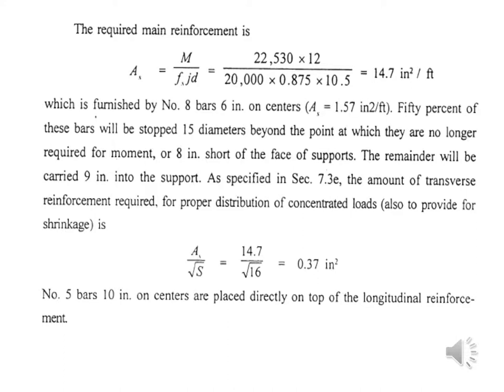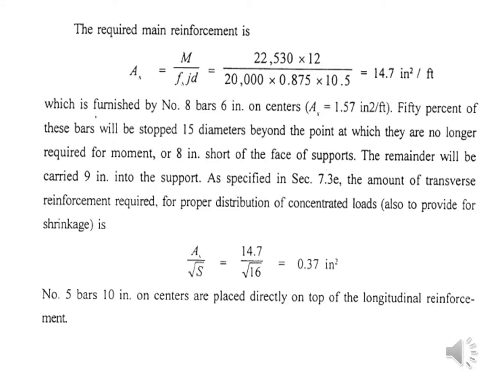50% of these bars will be stopped at 15 diameters beyond the point at which they are no longer required for the moment, or 9 inches short of the face of the footing. As specified in section 7.3, the amount of transverse reinforcement is required for the proper distribution of concrete load.